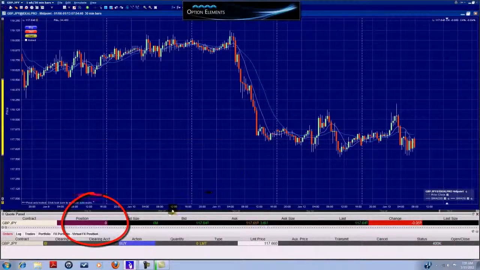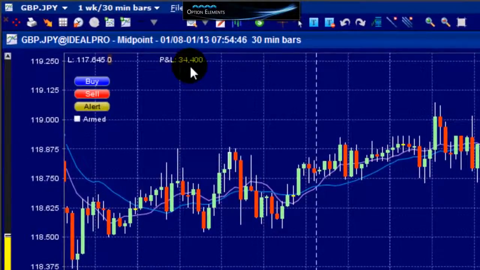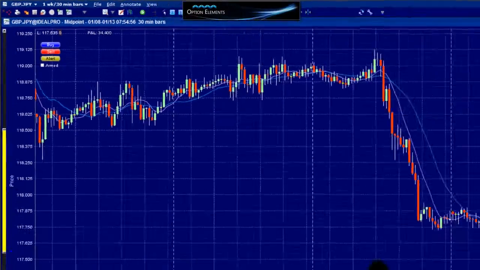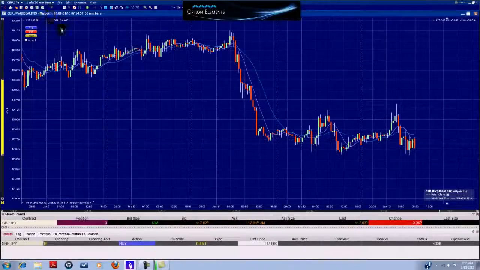Okay, there we go. Purchase order complete. Trade closed. P&L for that one, 34,400 pesos. That was a 10 pip move for us. So that's actually $400. So you can do the math on that.